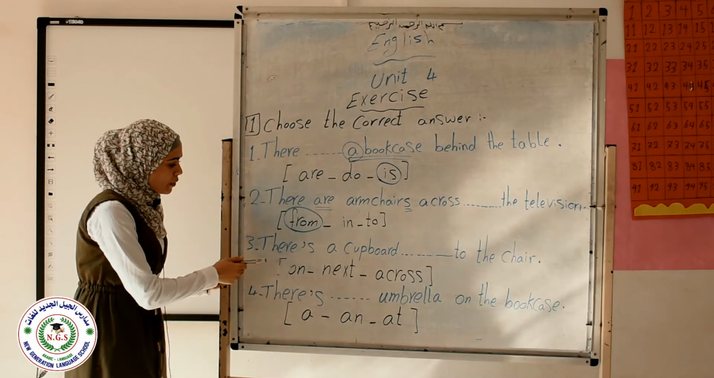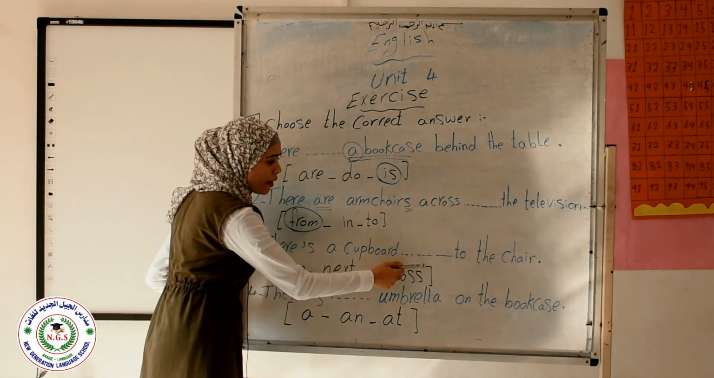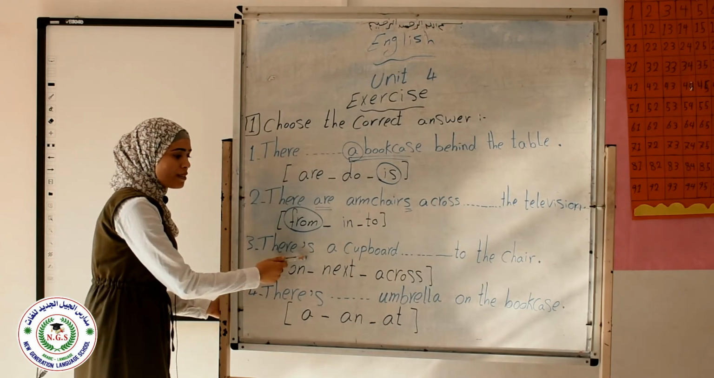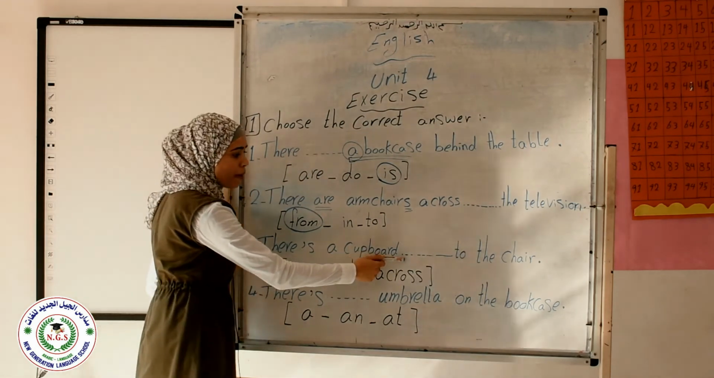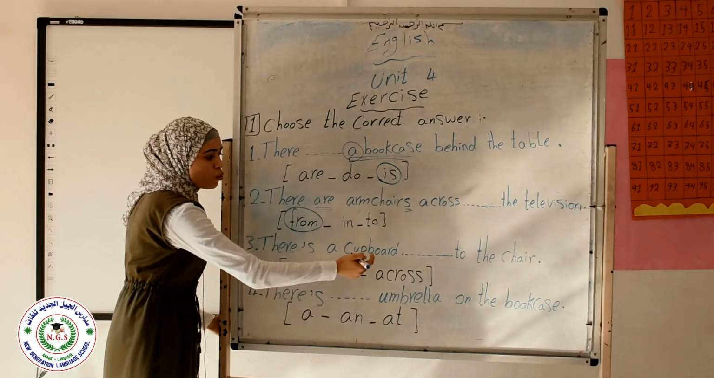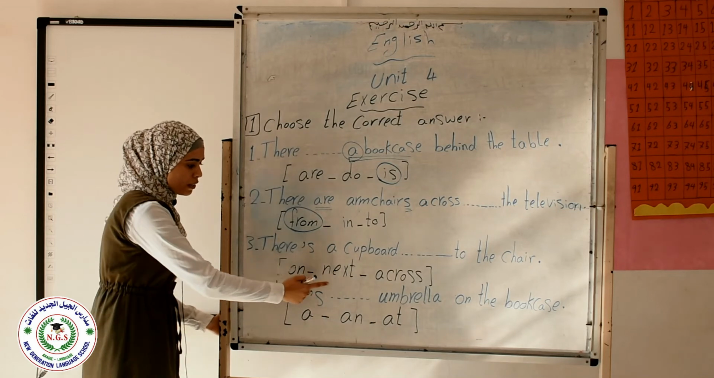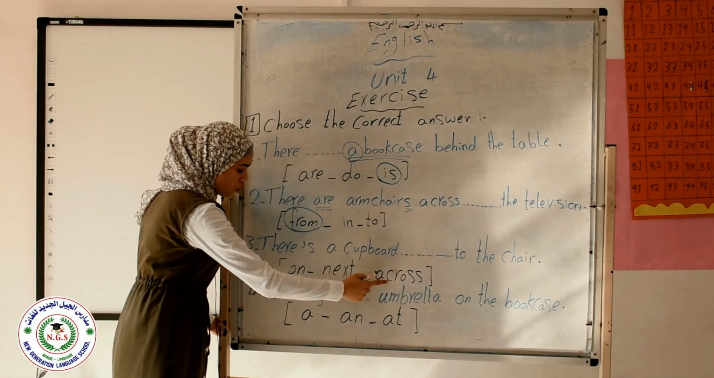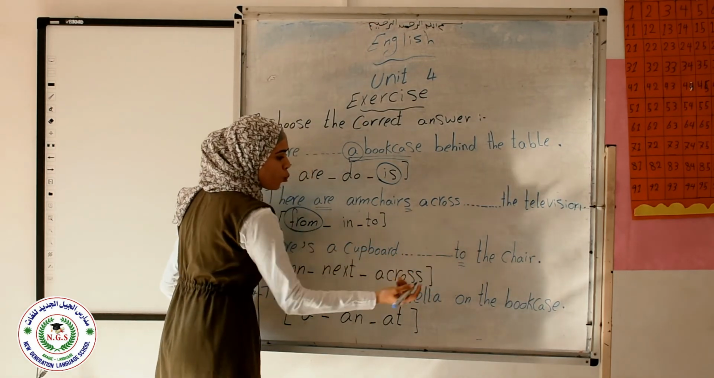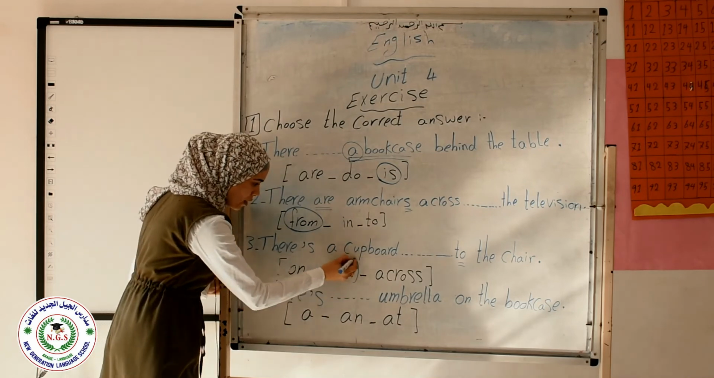Number three, there is a cupboard next to the chair. Again, there is a cupboard blank the chair. We want to write a preposition. We will choose on, next, or across. Of course, we will not choose on because we have to. What is the preposition that takes to? Of course, we will take next.